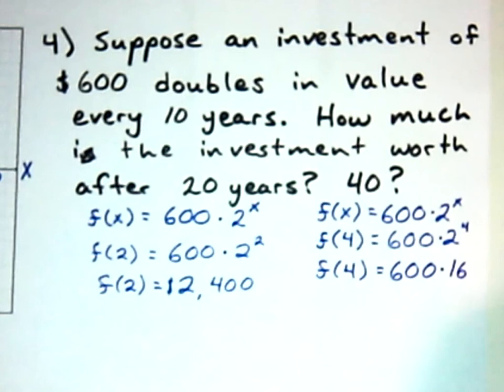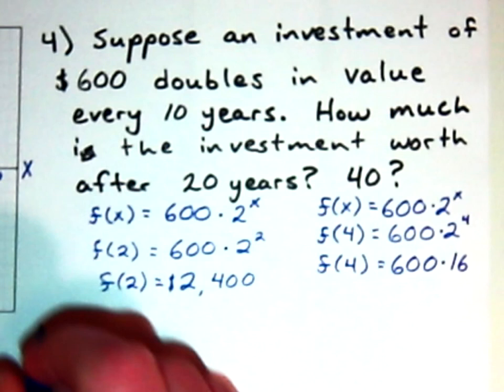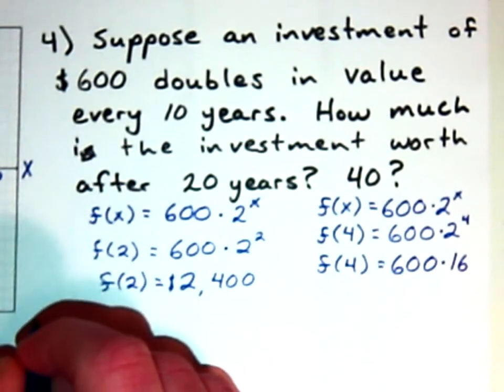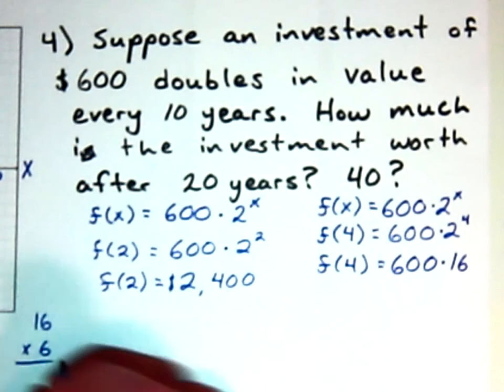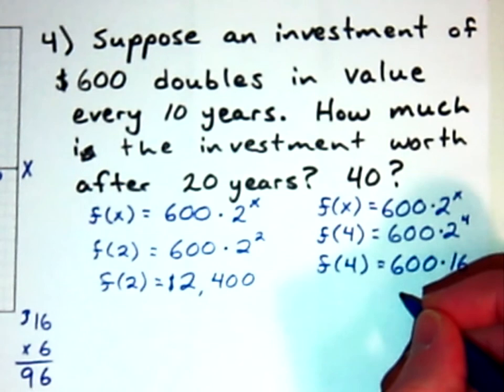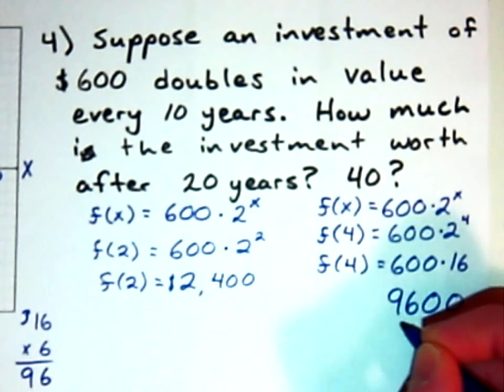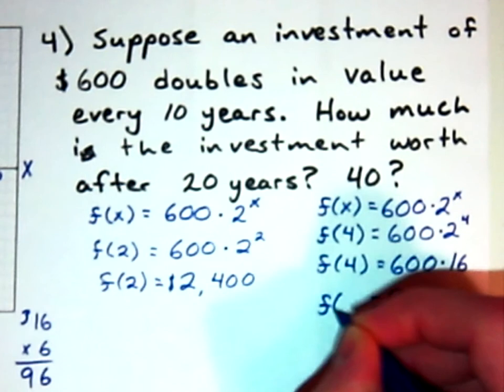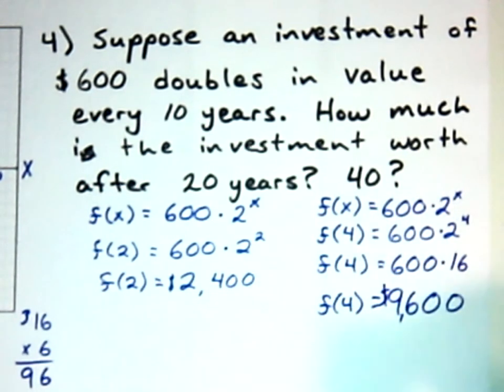I don't know about you, but I personally, it is 10:03 right here, and my brain is not ready to do that mentally, so I'm going to do this off on the side, okay? And I'm going to just remember, right, since I have those 2 zeros, I'm going to take those off, make it easier, and I'm going to add them on at the end. So 16 times 6, 96, but then again, I took off those zeros, so I need to add them. F of 4. So after 40 years, it's going to be $9,600. So that is how you would work out some of these word problems dealing with exponential functions.